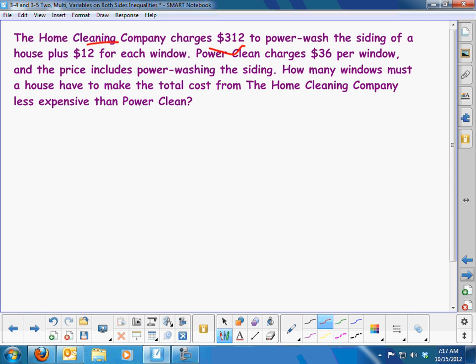Well, home cleaning says that it charged $312 to power wash just the siding, plus $12 for each window. And I want to know, when is that amount going to be less than the $36 per window that Power Clean charges? Remember, Power Clean does not charge an additional fee for the siding, so they just have the 36W on their side. Okay, now I'm going to solve this.